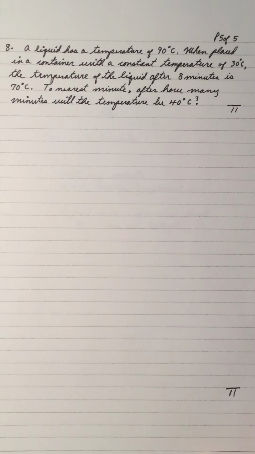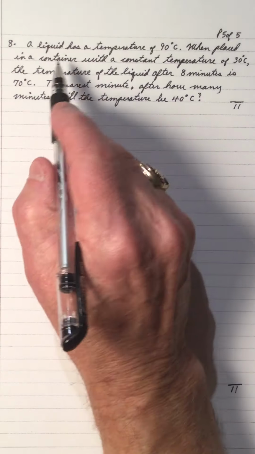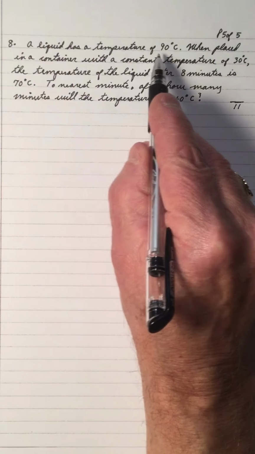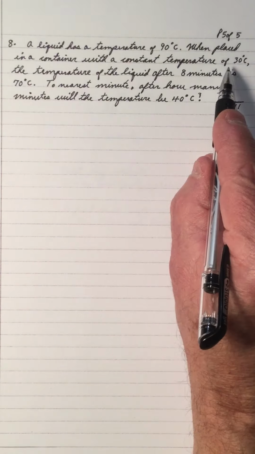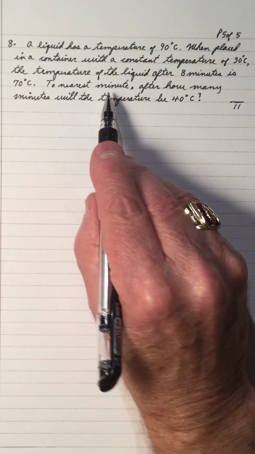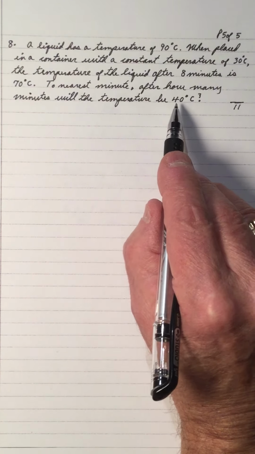And we have one more question, and it's the question that we have on the temperature cooling. A liquid has a temperature of 90 degrees. When placed in a container with a constant temperature of 30, the temperature of the liquid after 8 minutes is 70 Celsius. To the nearest minute, after how many minutes will the temperature be 40?